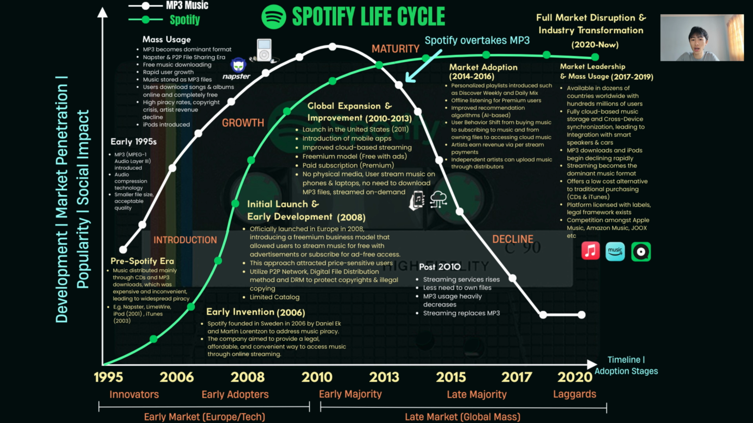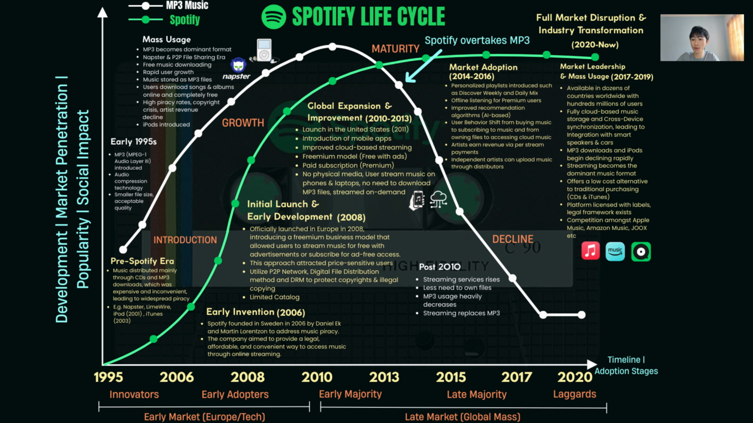By 2017 to 2019, Spotify had reached global mass adoption. It became available in dozens of countries with hundreds of millions of users. At this stage, streaming has overtaken MP3 as the dominant music format. At the same time, we can see the decline of MP3 music. After 2010, users have stopped owning files, storage has shifted to the cloud, and streaming has replaced downloads. MP3 players and iPods began disappearing, while streaming platforms became the new norm.